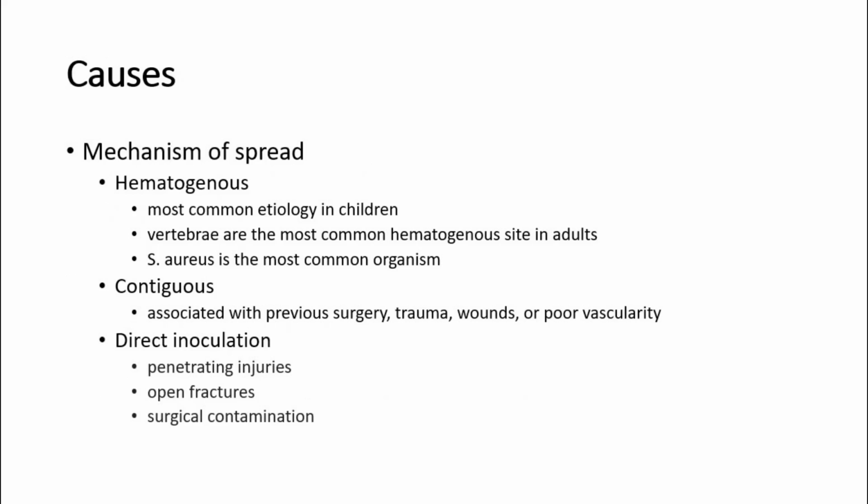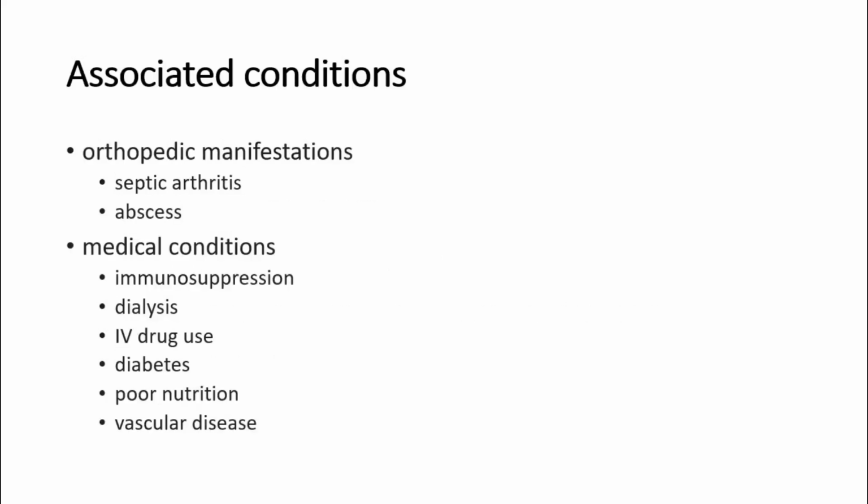Osteomyelitis can spread through the hematogenous route, which is the most common etiology in children, and vertebrae are the most common hematogenous site in adults. Staph aureus is the most common organism. It can also spread through contiguous spread, associated with previous surgery, trauma, wounds, or poor vascularity. And the third route is through direct inoculation, by penetrating injuries, open fractures, and surgical contamination.